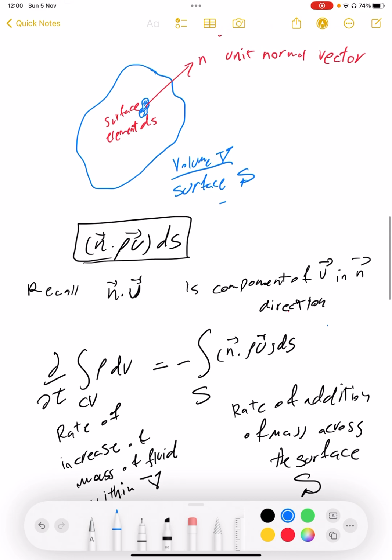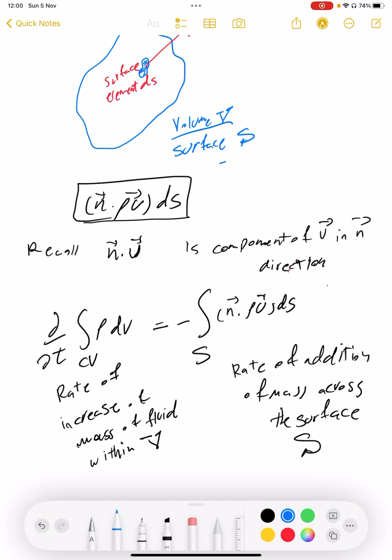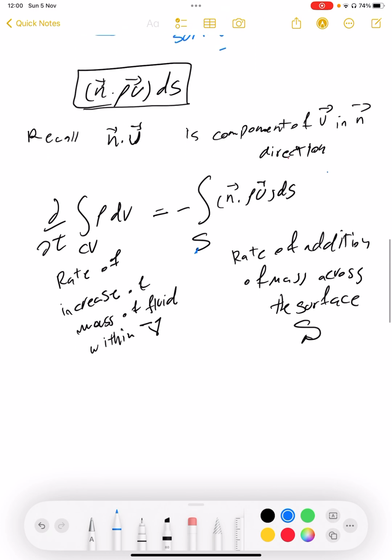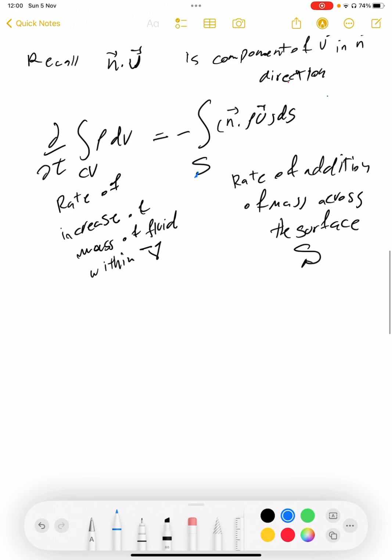You know, this ds is a tiny little element. If I integrate it over the whole surface, this is going to be the law of conservation of mass. So this is not really nice, right? You have integration over the control volume and also integration over the surface of the control volume.